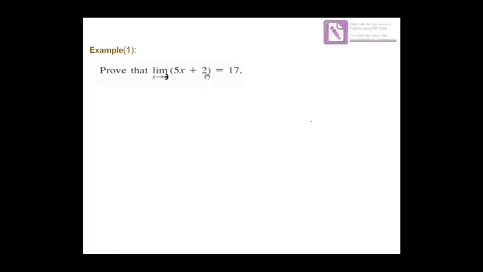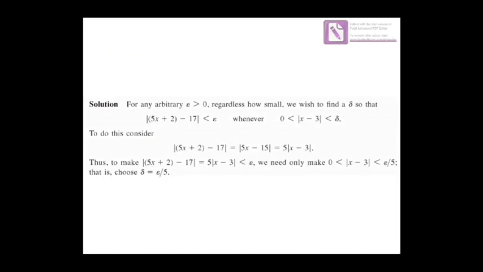Don't tell me that here you just replace x by 3, so we'll get 5 multiplied by 3, 15 plus 2, this will be 17, so that limit exists and it is equal 17, no. Here you have to use the definition of epsilon delta to show that the limit exists and it is equal 17. So we'll start by writing that for any arbitrary epsilon greater than 0, we wish to find a delta greater than 0, so that absolute value of 5x plus 2 minus 17 is less than epsilon whenever absolute value of x minus 3 is less than delta.